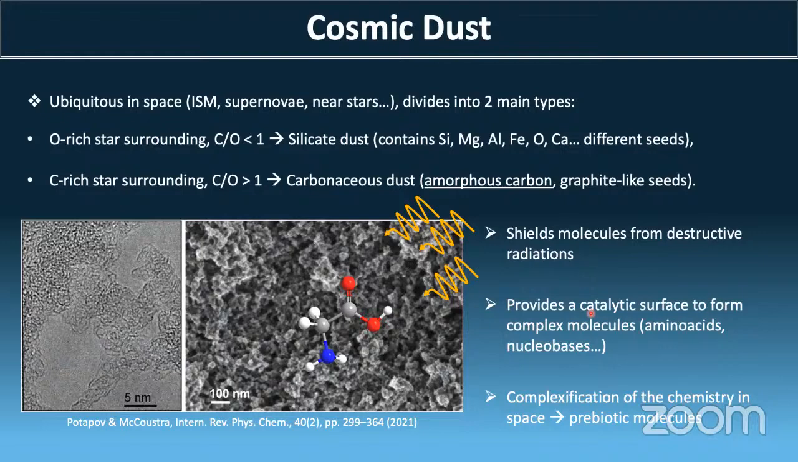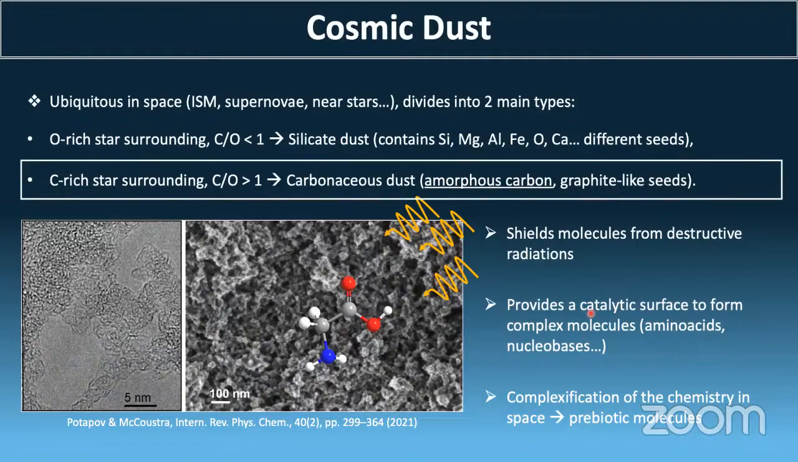For example, glycine that can form on ice has a barrierless path, which is not possible in the gas phase. So this type of reaction can occur and form those complex molecules. In this study, I focused on the carbonaceous type of dust, and in particular the amorphous carbon type, which is more frequent than the graphite-like seeds.